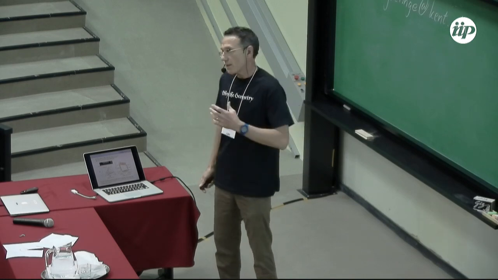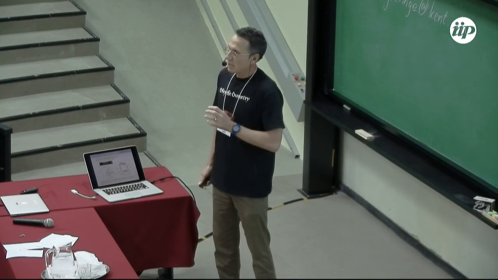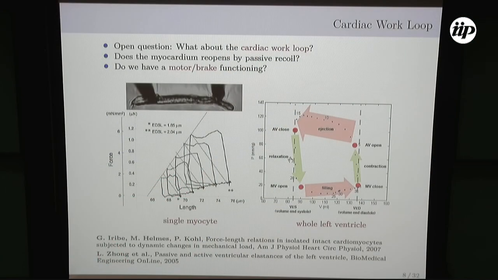And the idea is that there's some elasticity stored inside the muscle. So during the contraction, this part of the cycle, the heart is a motor, and is doing something like the scallop. So it is changing the length, but it is also storing elastic energy.